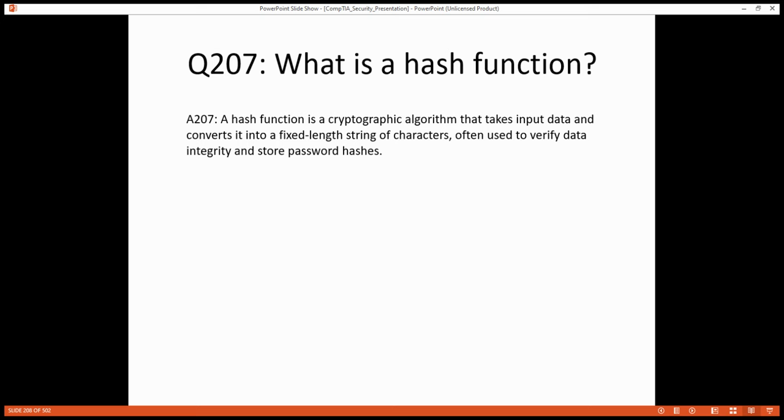Q207. What is a hash function? A207. A hash function is a cryptographic algorithm that takes input data and converts it into a fixed-length string of characters, often used to verify data integrity and store password hashes.